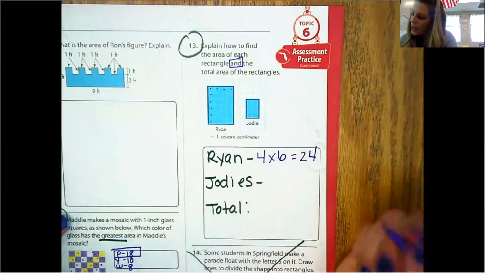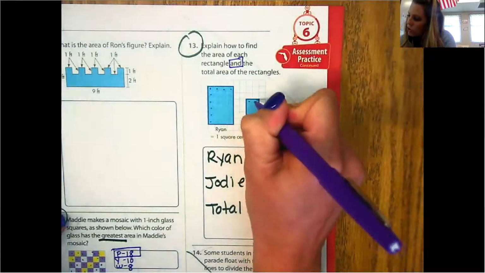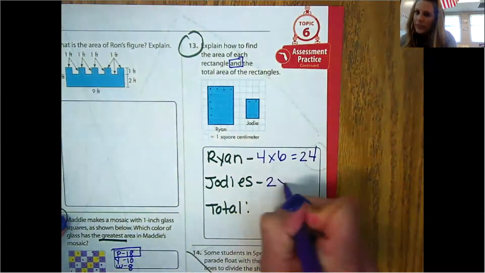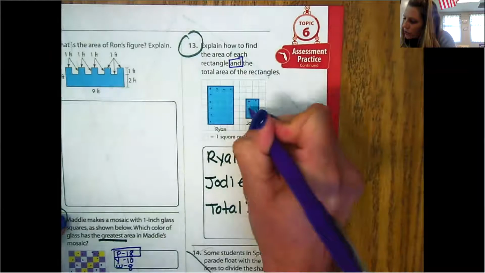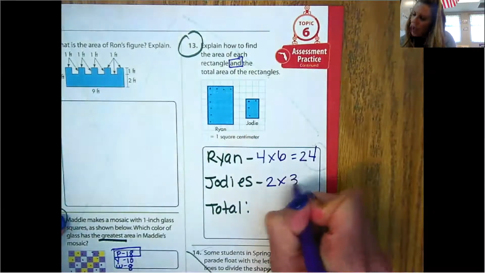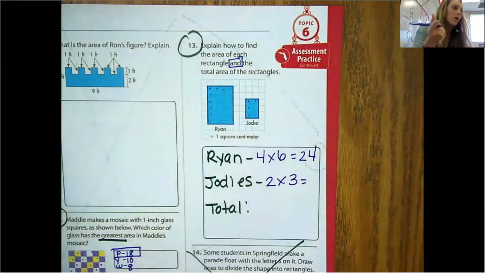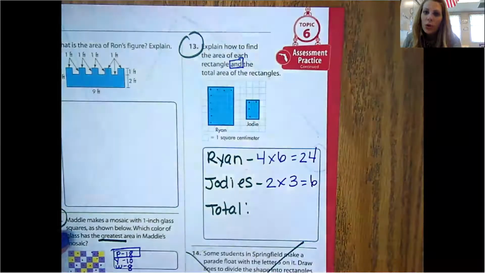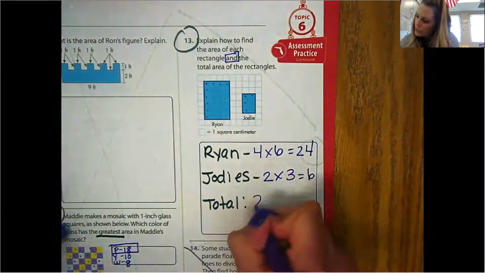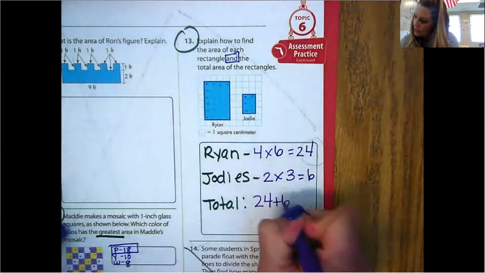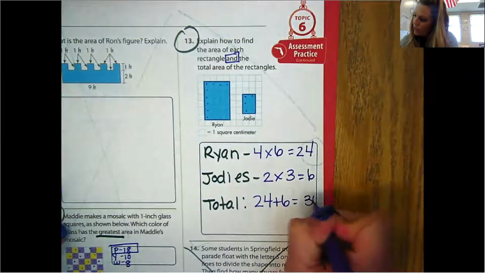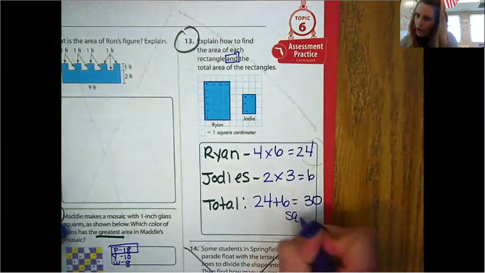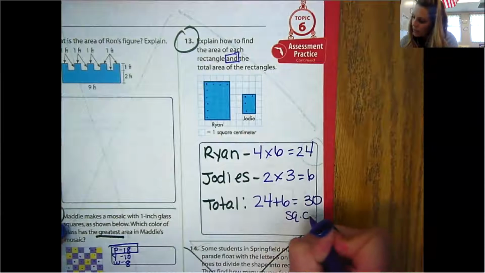24. And then we have Jody's 1, 2 times 1, 2, 3. And 2 times 3 equals, you should be able to tell me that right away, 6. So then the total means we need to add 24 plus 6, which equals 30 square centimeters.